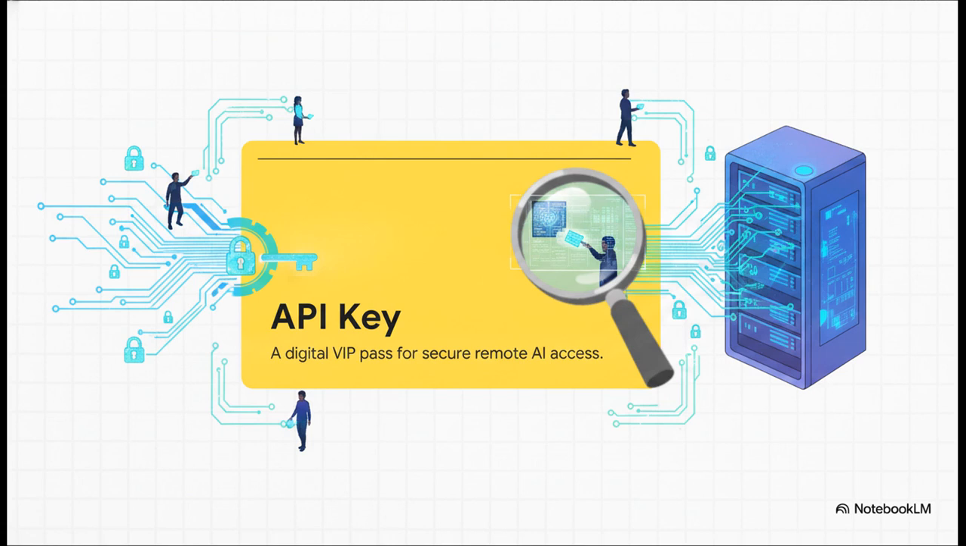Next up is the API key. The crucial point here is that an AI model lives on a remote server, right? And it needs to know exactly who is asking it questions. An API key is simply a secure digital VIP pass. It's basically just a long string of random letters and numbers that you copy and paste to give your personal computer permission to talk to that massive remote AI brain.